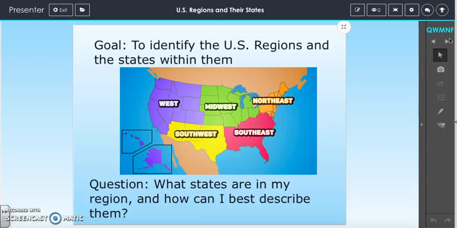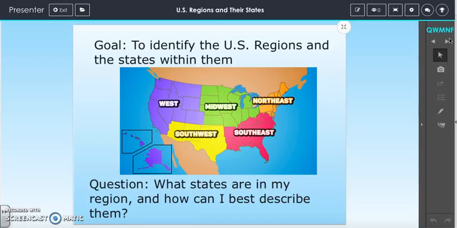So I'm not going to give you too much information about each region, just enough to kind of explain to you what you need to find in your research. So the question that you need to ask yourself, both during the lesson and also during your project, is what states are in my region and how can I best describe them?